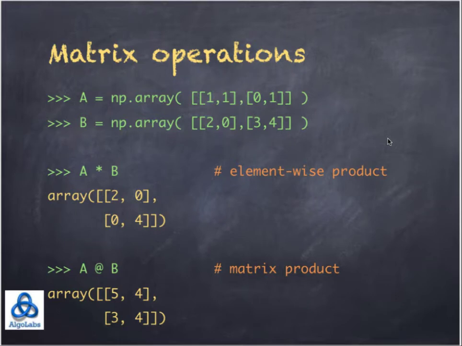We can also, not surprisingly, do matrix operations on arrays. So if we take two-dimensional arrays like this, and we do the normal star, which is the multiplication for normal arithmetic expressions, we get something that is slightly unexpected. We get the result of multiplying each element by the corresponding element in the other array. So here 1 times 2 is 2, 1 times 0 is 0, 0 times 3 is 0, and 1 times 4 is 4. If we really want the matrix product, which takes the row and multiplies it by the column for each entry, then we have to use at and not star.